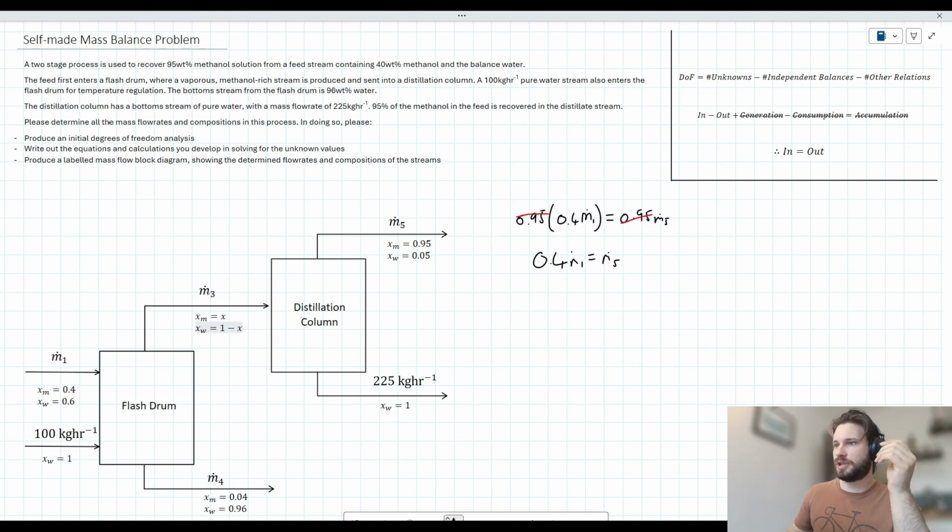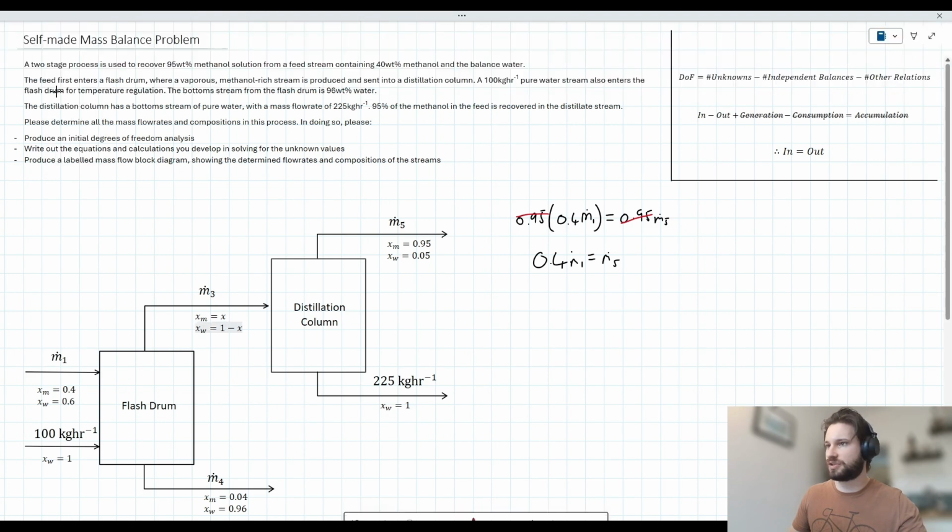Okay. The problem says produce an initial degrees of freedom analysis. I would expect students to do this even if they weren't asked to, because the degrees of freedom analysis can establish whether the problem is solvable, or at least what parts of the problem are solvable.